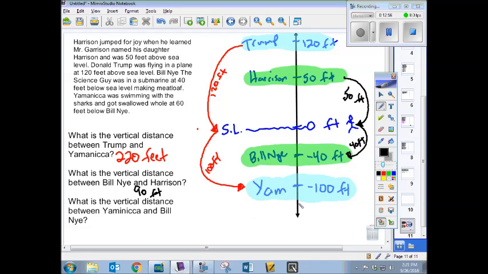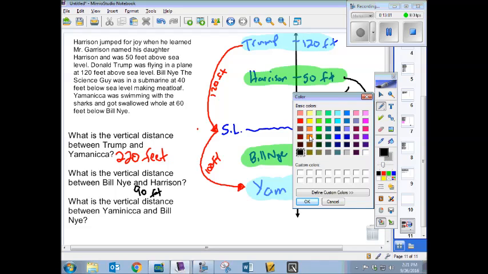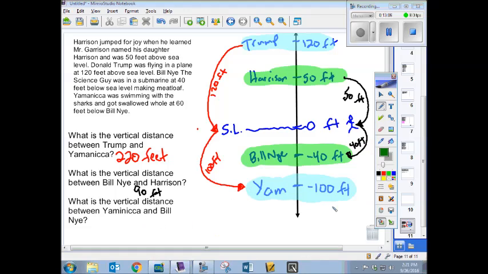Everybody got that? Now, what is the vertical distance between Yamanika and Bill Nye? How am I going to figure that one out? You're going to subtract. Now, the fact that they're negatives, I've told you before, is there any such thing as negative distance? No, there is not. Feet is a distance, but I'm not saying that you need to subtract negative 100. That's just how we're drawing it on the number line. All that means is that Yamanika is 100 feet below the sea level. She's 100 feet into the water. So it would be 60 feet. Has everybody got that?